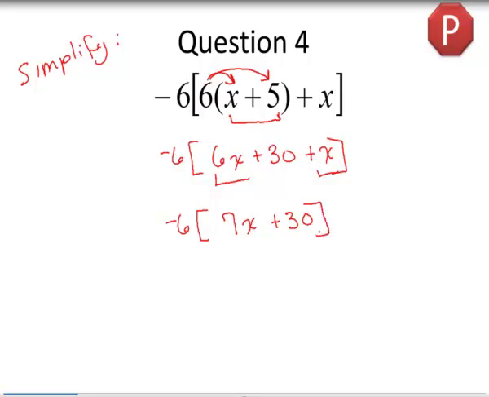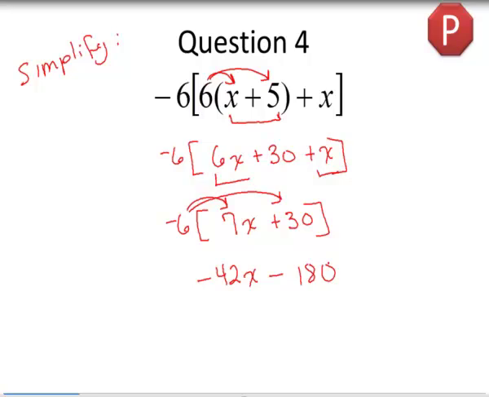So now the only way I can get rid of the brackets is to distribute this -6. Good. Be careful when you have a negative on the outside because you're distributing that negative with the 6. So you're multiplying. Negative times positive makes what? Negative. 6 times 7 is 42, and you have the x there hanging on. Then you have negative times positive again makes negative. 6 times 30 is 180.